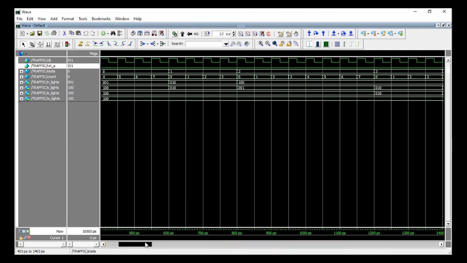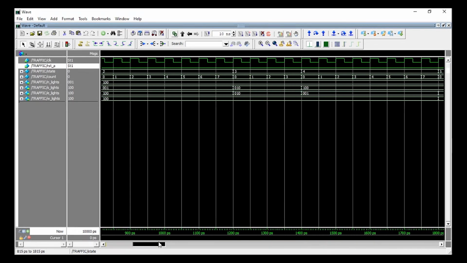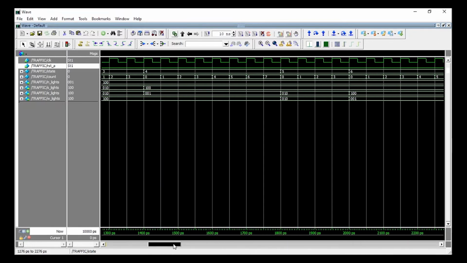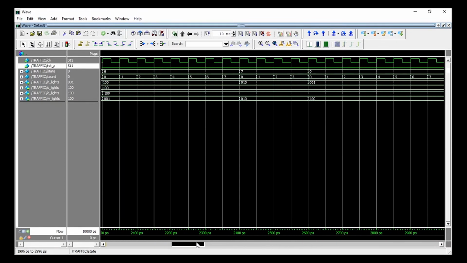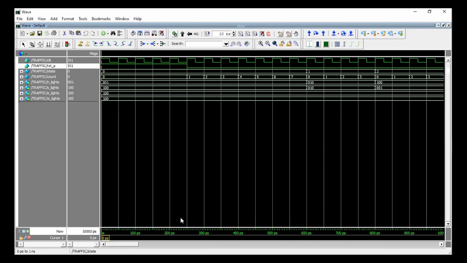So in this way, we can see that the states change according to the count values. Whenever we are in north, south, east, and west states, the counter counts 0 to 7. And whenever we are in north Y, south Y, east Y, and west Y states, the counter counts from 0 to 3 to give the 4-second delay in the Y states. So the Verilog code output matches with the ModelSim.